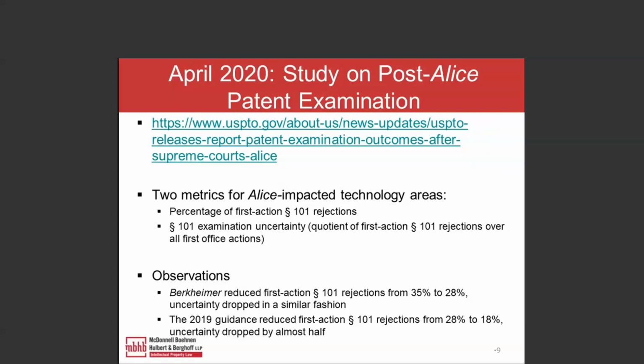But it was really the 2019 guidance that we just talked about that reduced the first Action 101 rejections all the way down to 18%, and uncertainty dropped almost by half. So here the Patent Office is saying, look, it was a lot harder to get a patent through the 101 eye of the needle, so to speak, in 2018. It's gotten a little easier later that year, and then in 2019, it got easier again. So according to the office, they're in a position now where they're allowing more patents over 101 rejections, or you're just not getting as many 101 rejections in your applications. And in my practice, that certainly seems to be the case.